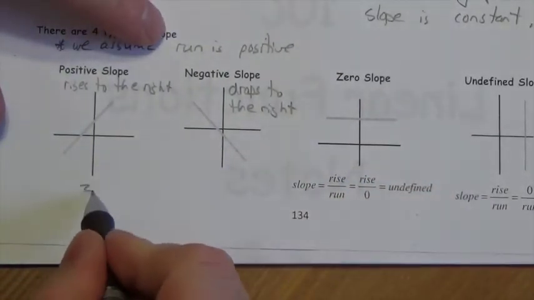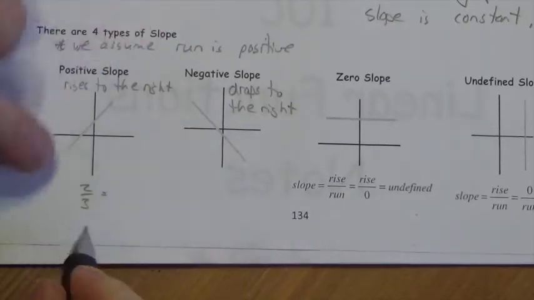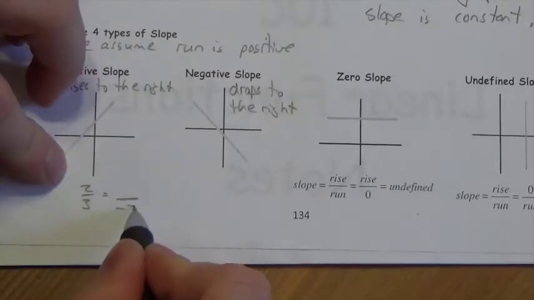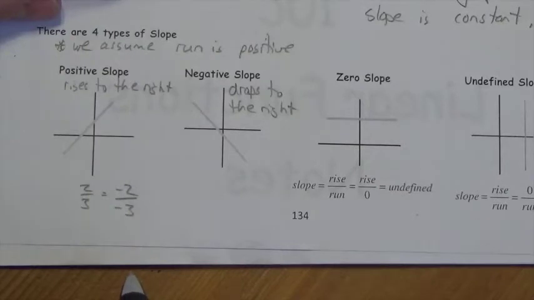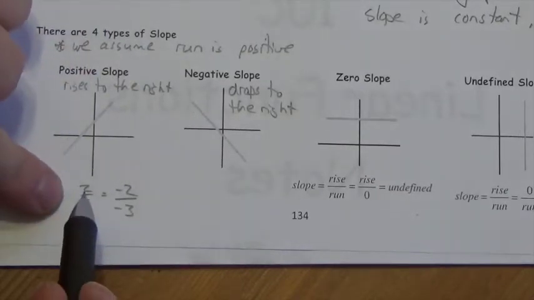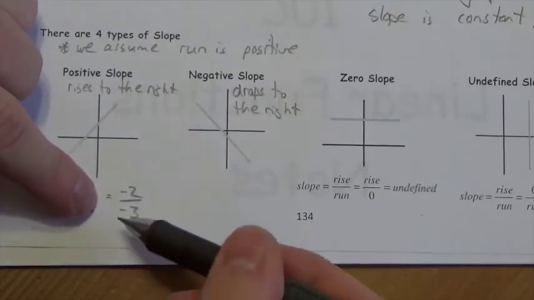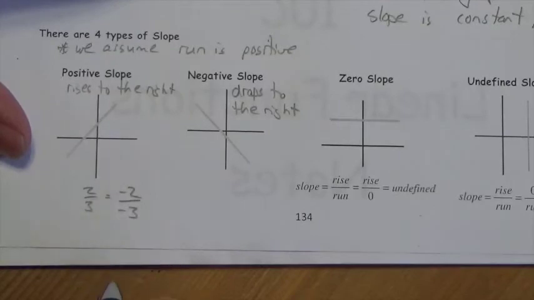For example, if I give you a ratio of 2/3, you simply need to understand that if I can't go positive with the run, I can go negative, but if I go negative with the run, in this case, I'd have to go negative with the rise as well. So going two up, 3 over is going to be the same as going 3 to the left, 2 down. The same sort of thing. You just need to be aware of that.